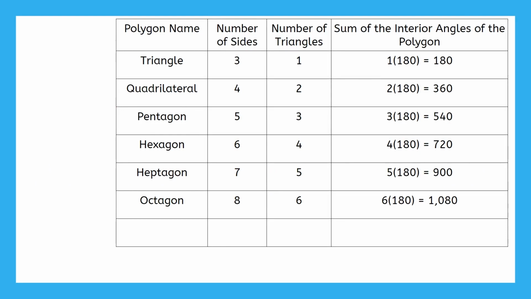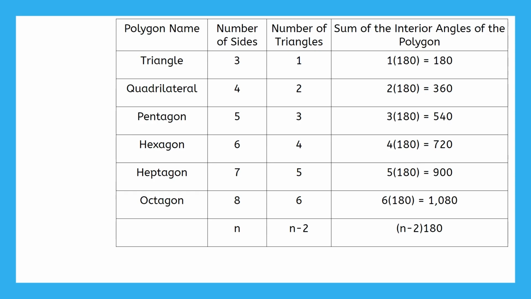This means we can represent the number of sides column with a generic variable, n, and the number of triangles column with two less than the number of sides, or n minus two. Then, to get to the final column, we always took the number of triangles and multiplied it by 180. Therefore, we would take n minus two and multiply it by 180.